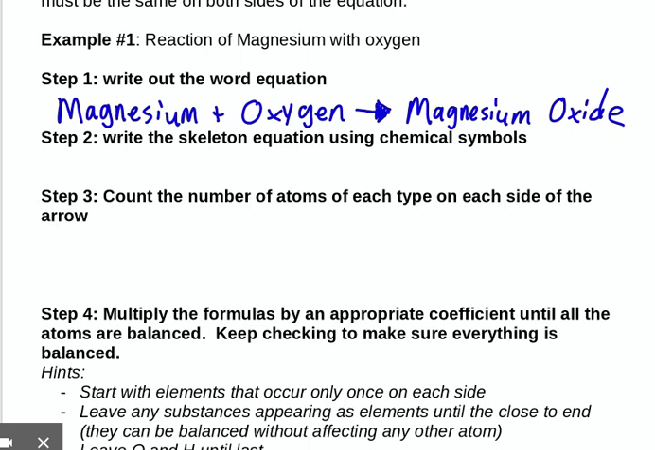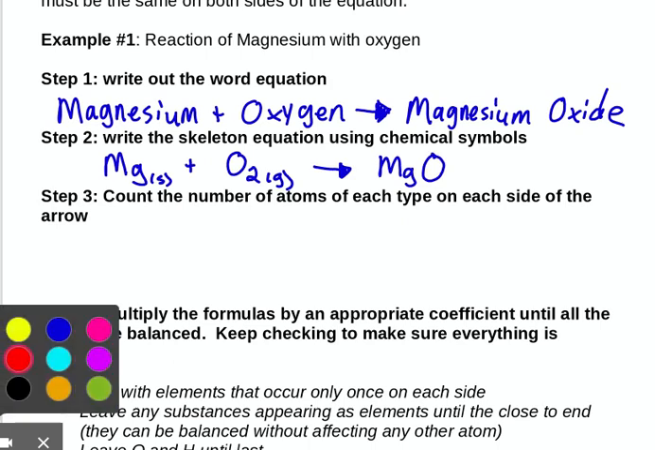Then we write out our skeleton equation using chemical symbols. So all that is writing out our symbols for everything involved. So Mg, we know magnesium is a solid. And oxygen is O2. It's found as a diatomic, so it's found as a gas. And then we write our arrow and we do our crisscross and we get magnesium oxide is MgO. Okay. So at this point, we have to see if our number of each type of atom is the same on each side of the equation.